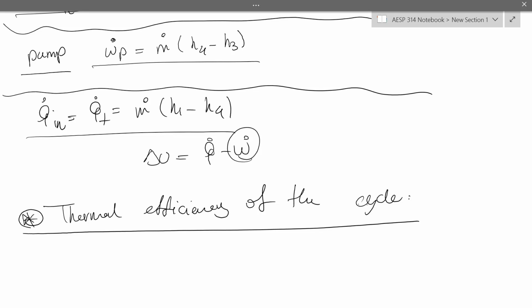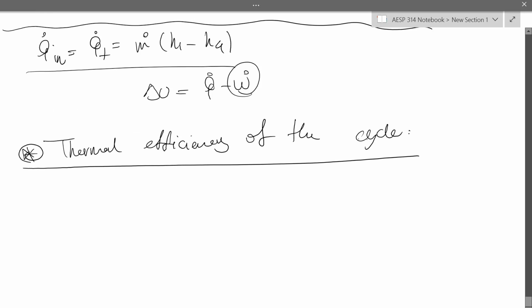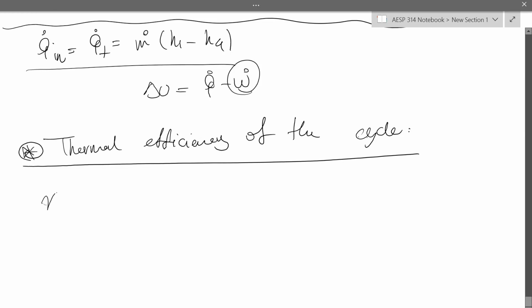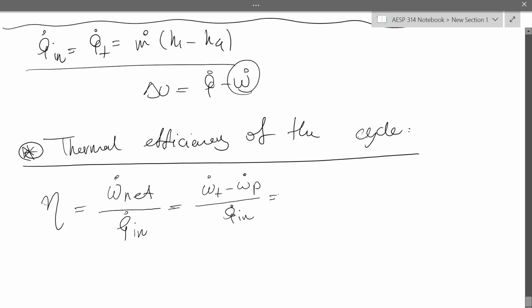Wouldn't you divide the amount of heat in by the work out? It's actually the other way around, because the goal is to get the work out. So thermal efficiency of a cycle is going to be equal to the power output divided by Q dot in, right? And power output here is the power of the turbine minus the power that is wasted to pump the water back into the boiler, divided by Q dot in.